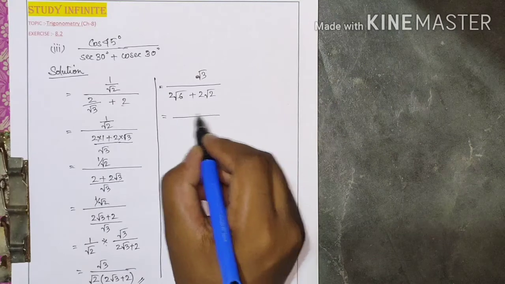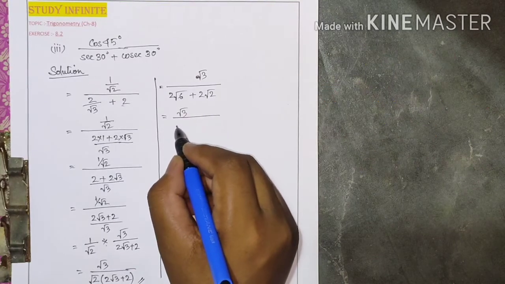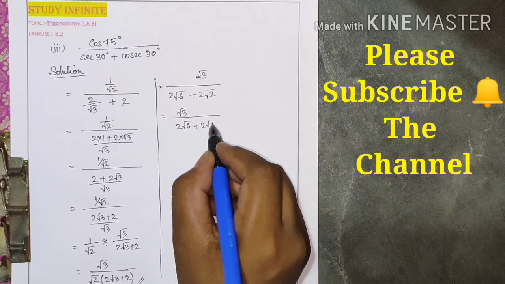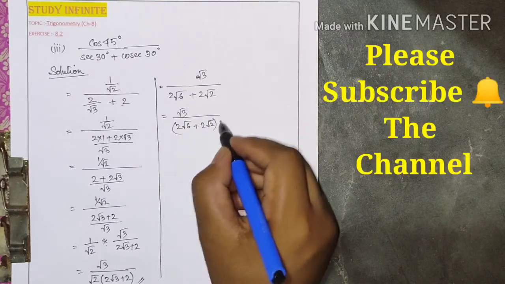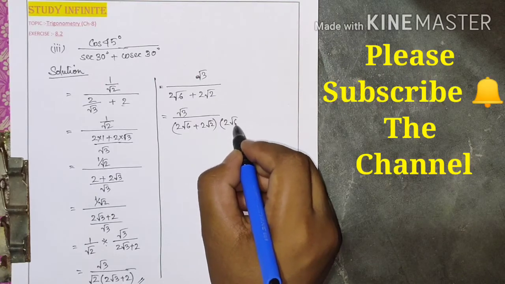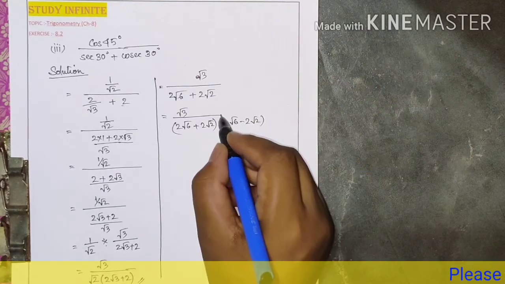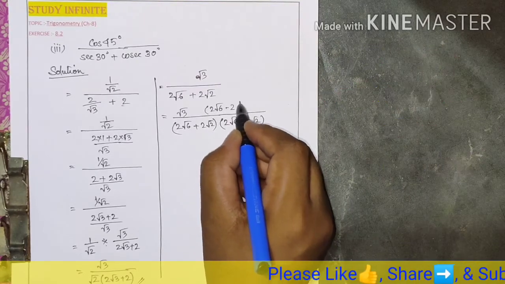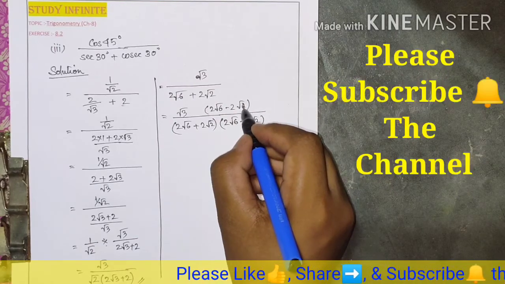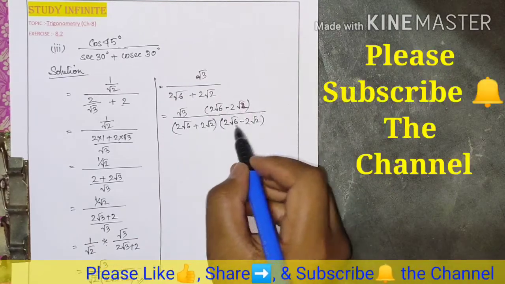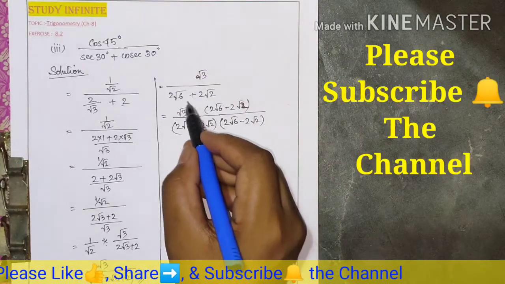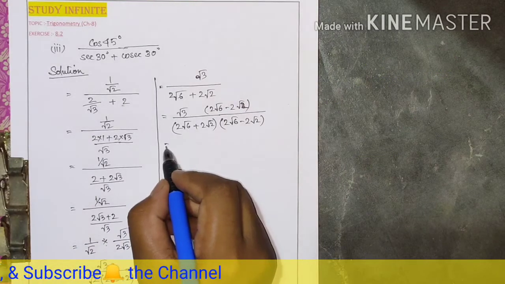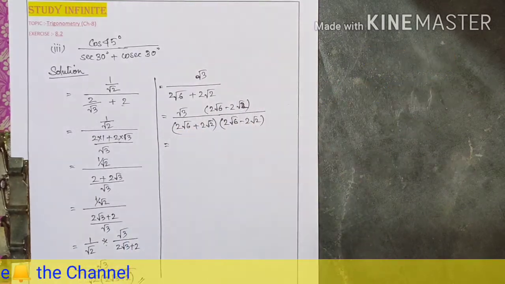Now in this step, what we do, 2 root 6 plus 2 root 2. We write 2 root 6 minus 2 root 2. In the upper side also I will write 2 root 6 minus 2 root 2 such that this part gets cancelled out and we remain with this part only. This method is known as rationalization.